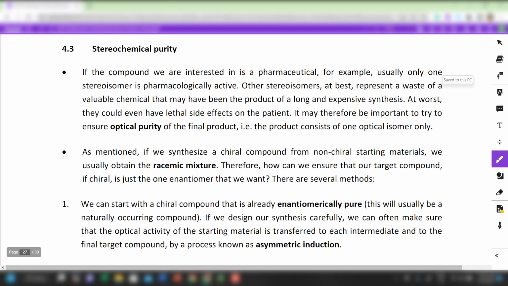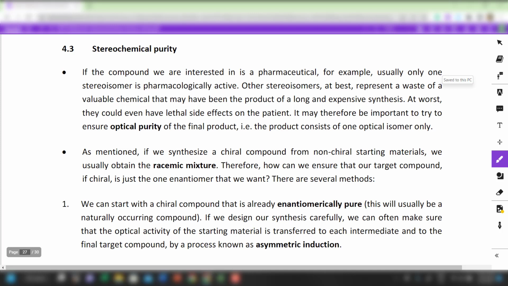Normally we do not want to produce a racemate mixture, because it will be a waste of half of it. Imagine that only half of it is active, the other half not active. Then if we end up with a racemate mixture, we are actually wasting precious resources. But asymmetric synthesis, or synthetic strategy making enantiomerically pure compound, is not easy.